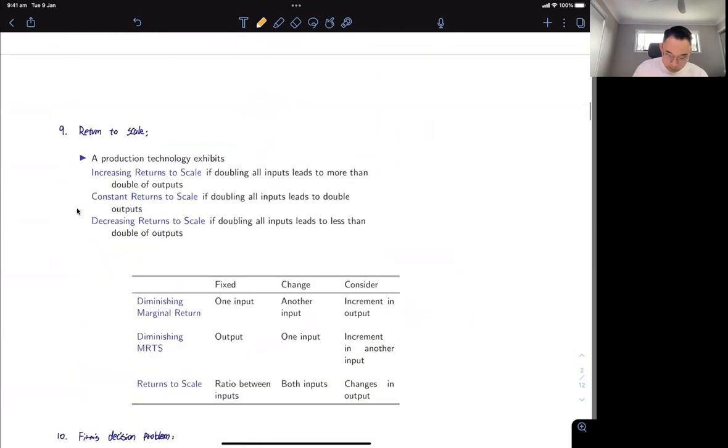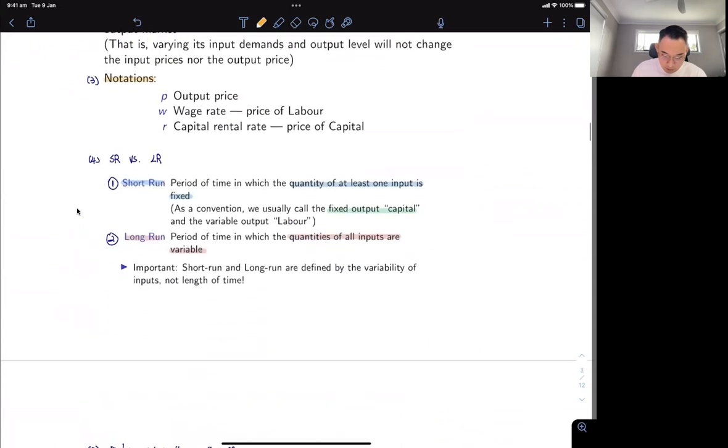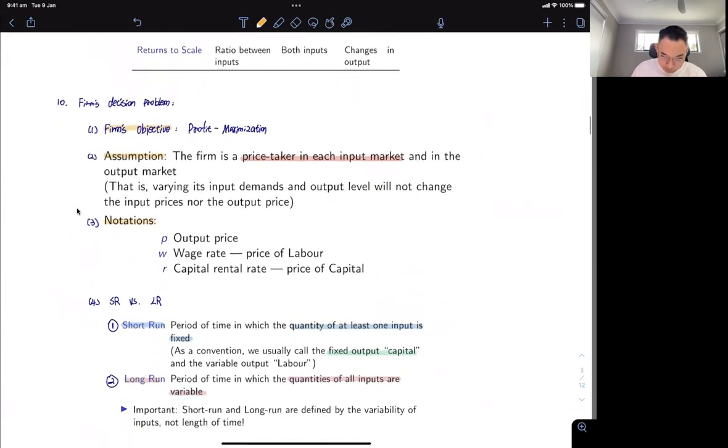Okay, cool. So with all those things being discussed, we should also talk about the real meat of this week's tutorial. When we consider a firm's decision problem, if you think about consumers, their decision problem is to maximize their utility, right? But firms don't have utility, so they consider profit maximization. Therefore, we have one assumption that the firm is a price taker in each input market. That means there's no monopoly or duopoly or anything.